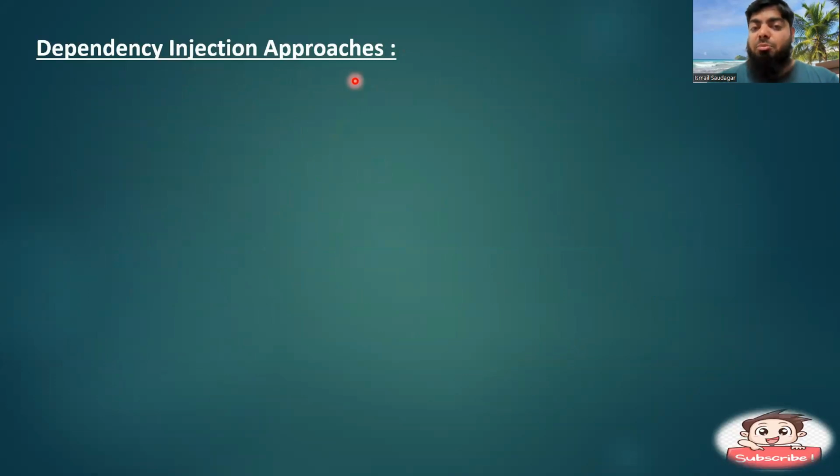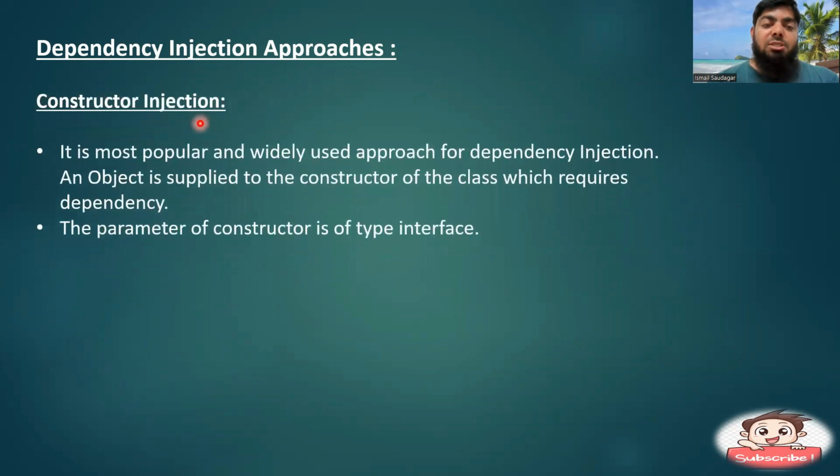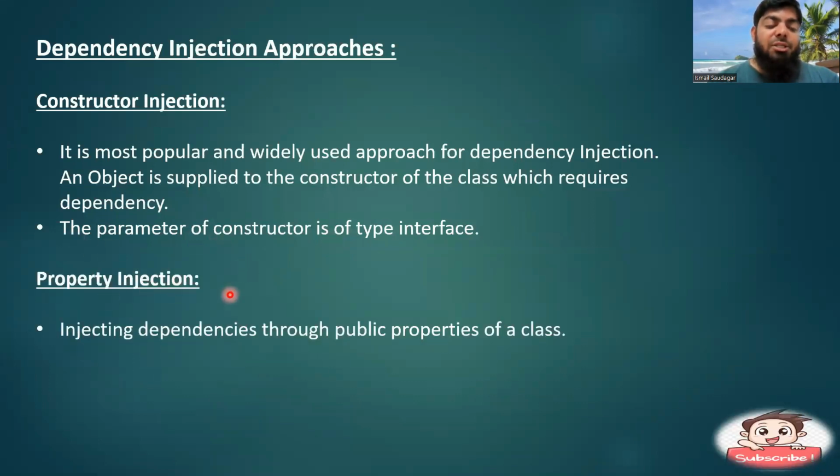Dependency injection approaches. There are a number of approaches which are used for performing dependency injection. One is constructor injection. Constructor injection is a methodology by which we inject our object in the constructor of the class. It is the most popular and widely used approach for dependency injection. An object is supplied to the constructor of the class which requires the dependency. The parameter of the constructor is of type interface. Suppose I'm having a parameter A and this A is holding an object. The type of this parameter A of the constructor will be the interface which we declared in the first step.